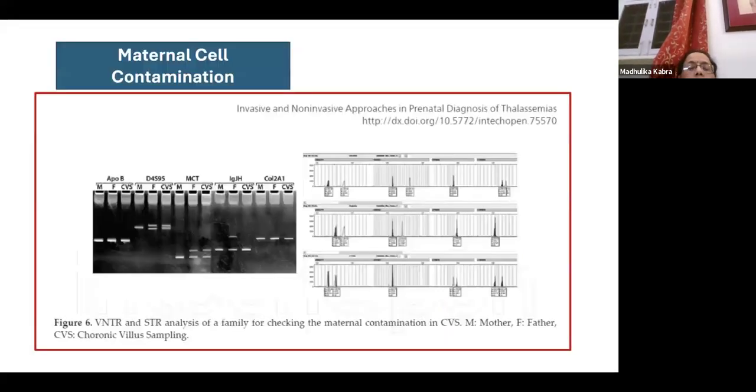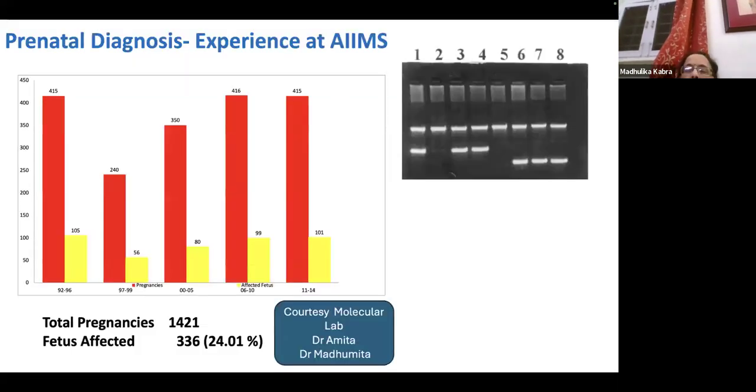Next slide. So this is a must in all situations when we are doing a prenatal diagnosis, particularly using CVS and cord blood. And there are various methods of doing it. I'm not going into the details. So a molecular method using markers and qFPCR.